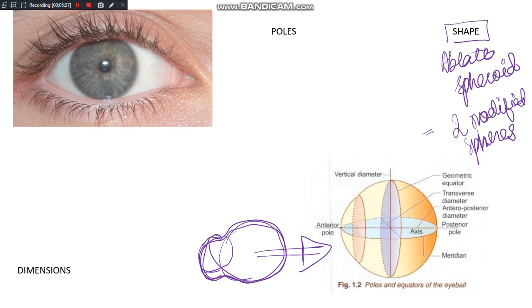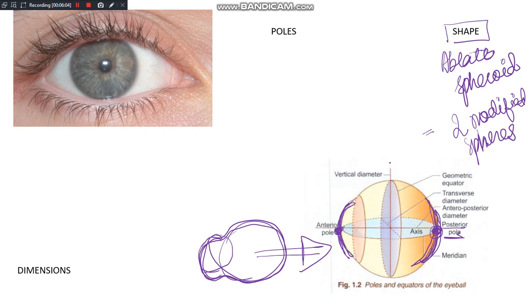Talking about the poles, it is very obvious that these are the two poles. So the center point of the maximum convexity, both anteriorly and posteriorly. What does that mean? The center point of the maximum convexity anteriorly. If I say this one is your anterior side, so the maximum convexity is here somewhere. So this forms your anterior pole, and similarly on the posterior aspect of the eyeball, the maximum convexity is here somewhere. So this forms your posterior pole.